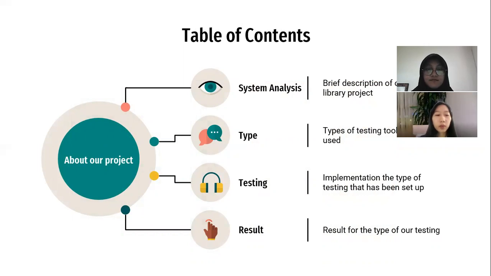This is about our project. We have a table of contents. The first is system analysis, a brief description of our admin library project and the type of testing tools that we use. And then testing implementation, the type of testing that has been set up. And then we explain the results for the types of our testing.